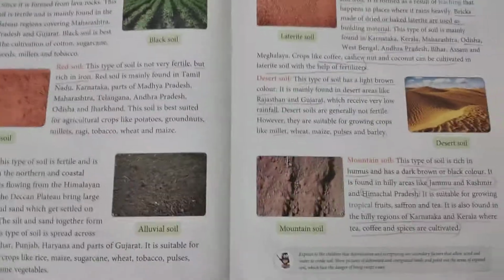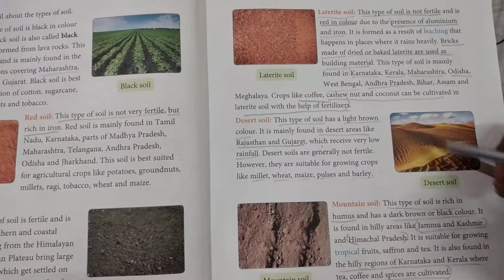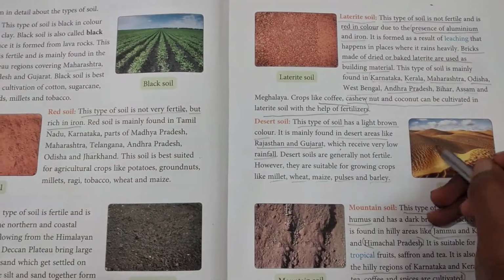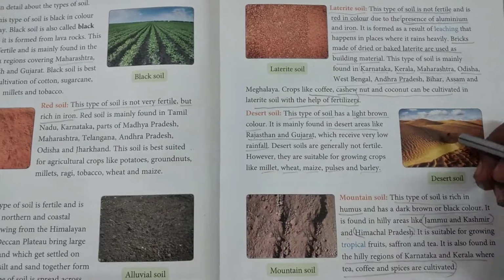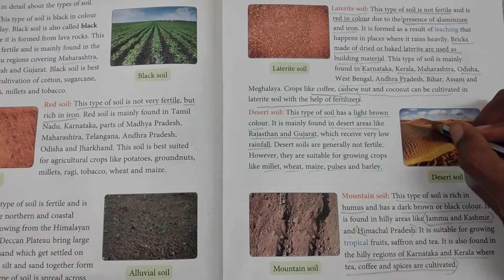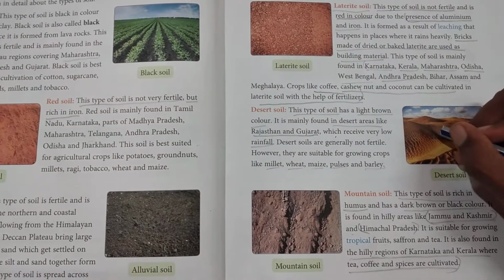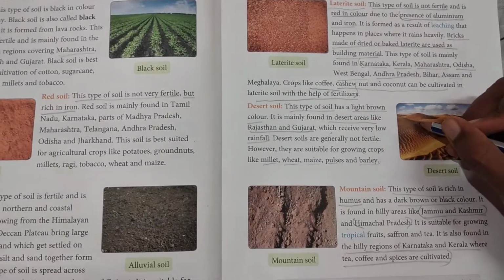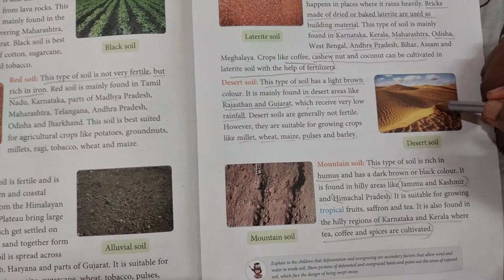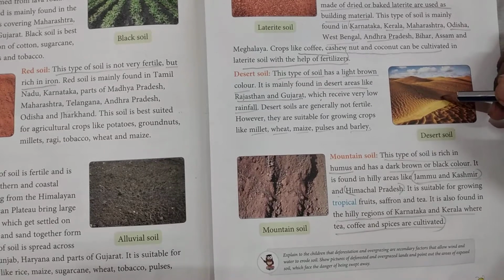Now let's discuss the second soil, that is desert soil. In the picture you can see this type of soil is very light brown in color. It is mainly found in desert areas like Rajasthan and Gujarat. Some of you might have visited Rajasthan, so those children might know. If anybody has not seen it, you can see it in the picture over here. In Rajasthan and Gujarat, this kind of sand is familiar.